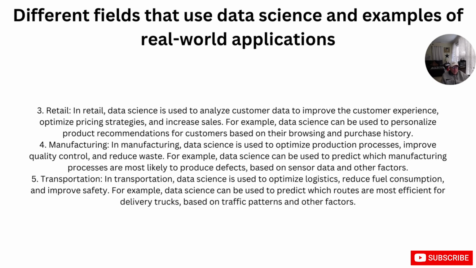Number 4, manufacturing. In manufacturing, data science is used to optimize production processes, improve quality control, and reduce waste. For example, data science can be used to predict which manufacturing processes are most likely to produce defects based on sensor data and other factors. Number 5, transportation. In transportation, data science is used to optimize logistics, reduce fuel consumption, and improve safety. For example, data science can be used to predict which routes are most efficient for delivery trucks based on traffic patterns and other factors.